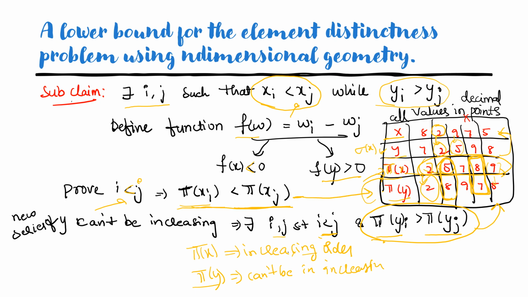So this is how I arranged the array. So now I know pi of x_i is less than pi of x_j. Here I know pi of y_i is greater than pi of y_j. So from this I'm mapping back to i comma j, x_i comma x_j, and y_i comma y_j. I'm simply mapping. So using this, I'm proving the subclaim, and using this subclaim, I'm proving claim 2.